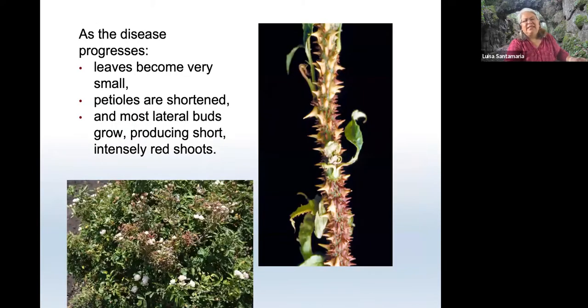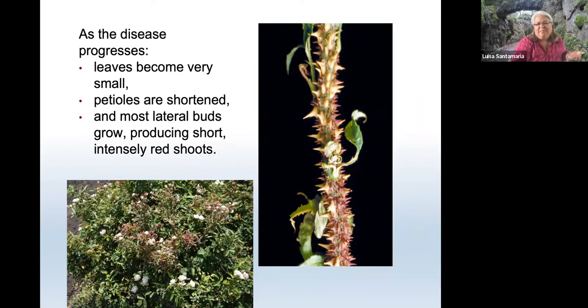When the disease progresses, what is interesting is that the leaves become smaller, the petioles of the leaves are shortened, and most of the lateral buds produce, as I said, these intense red shoots. So I hope we won't get that disease, but I want to mention a foliar problem in a plant.